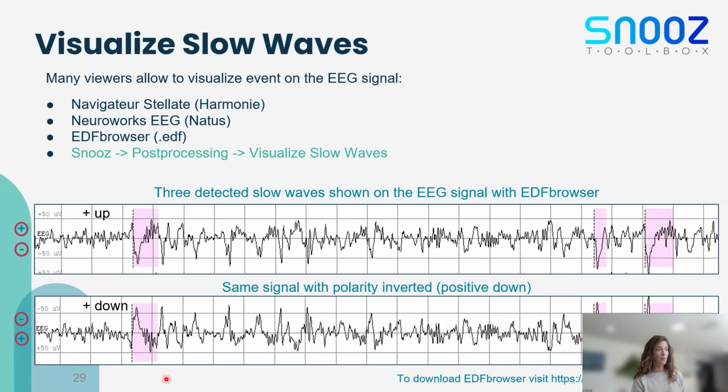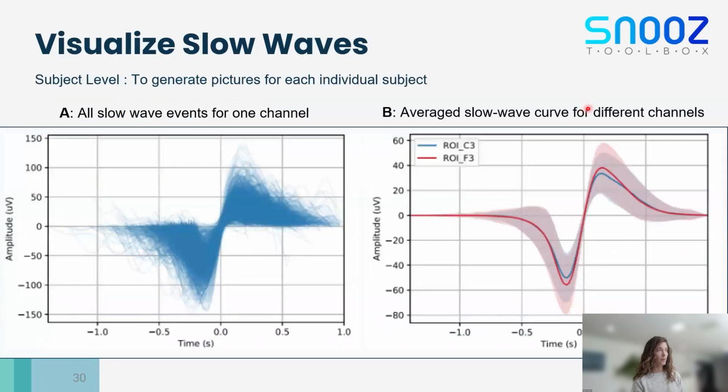So, in pink, we can see detected slow waves. And we can also observe that in two cases, we can clearly note a spindle at the end of the slow waves. This view is useful for exploring individual events and the signal during and around each event. However, it doesn't provide an overview of all the detections.